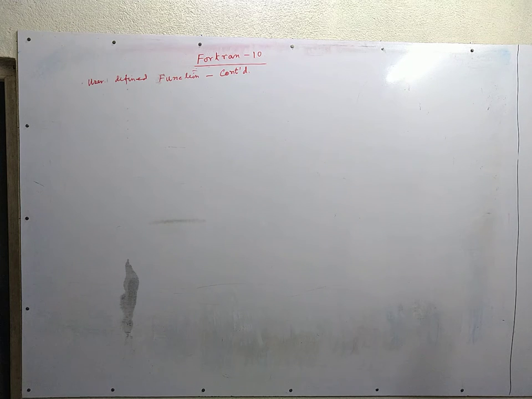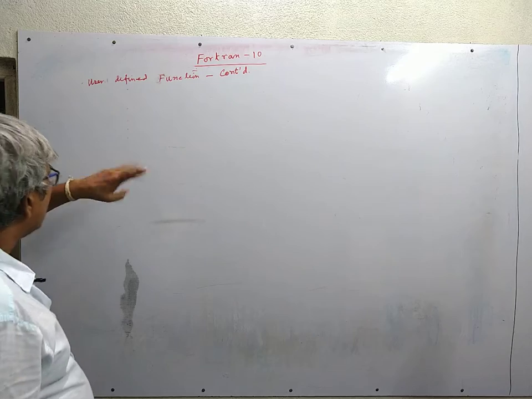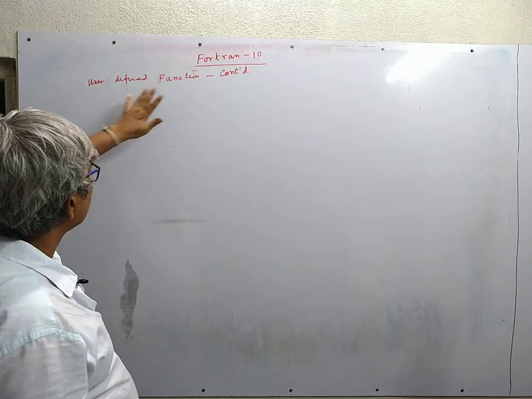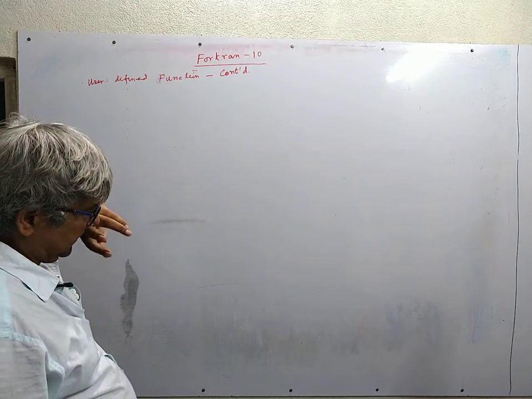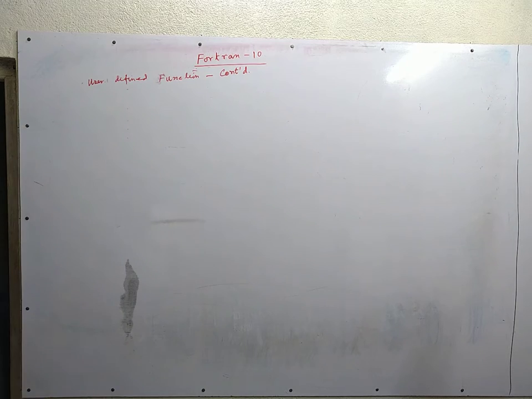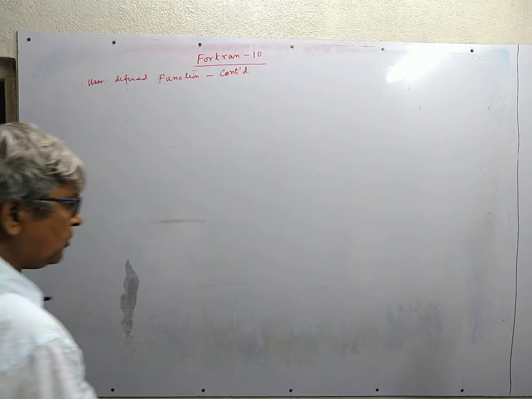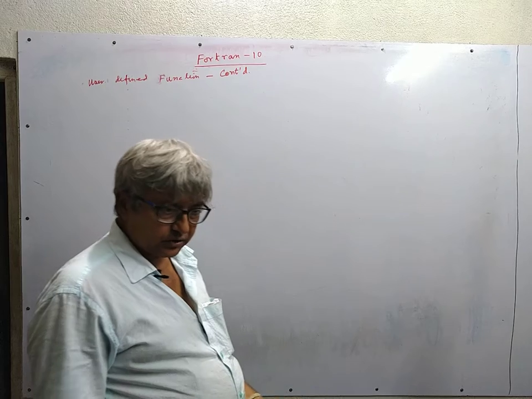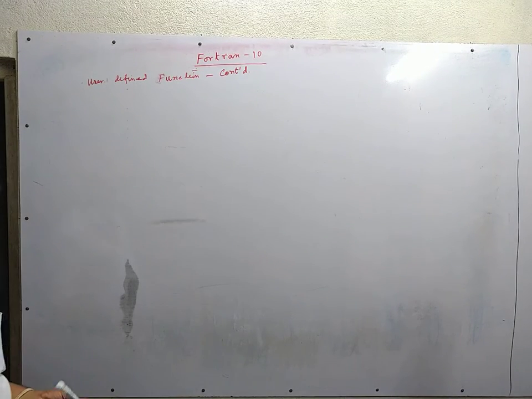In this 10th lecture on Fortran, we shall continue our discussion on user-defined function. We want to make a subfunction which will give me the median of the number of data. This program is a bit complicated one, so I will explain you step by step.